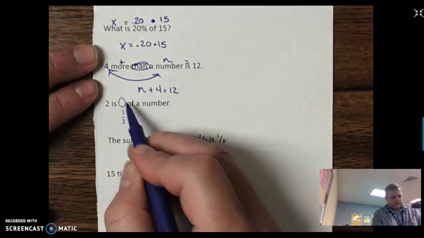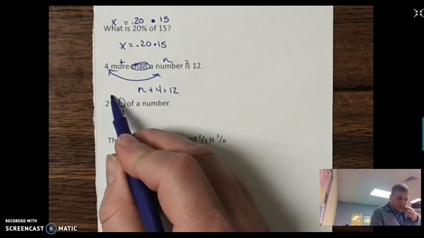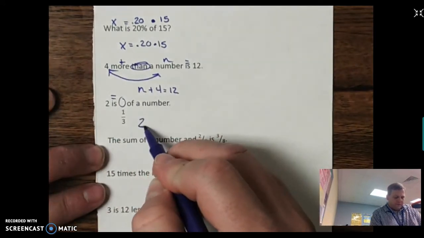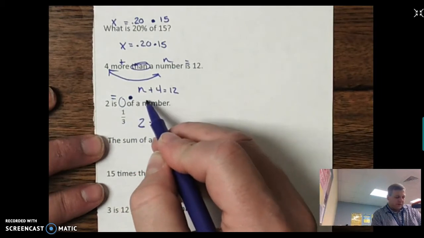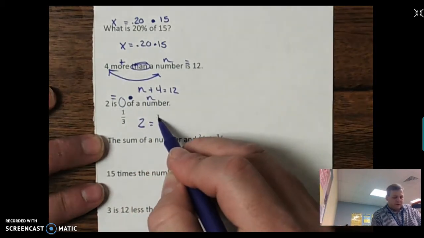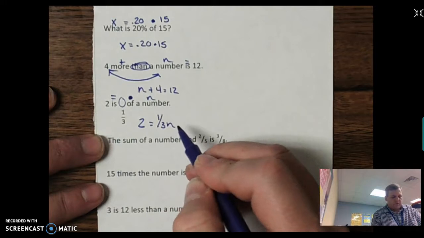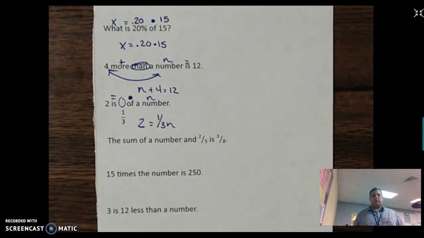1/3 should go in this nice blank space there. But 2 equals, it still means equals, so we have 2 equals 1/3 of, that means we're going to multiply 1/3 times an unknown number, so I have 2 equals 1/3 times an unknown number.